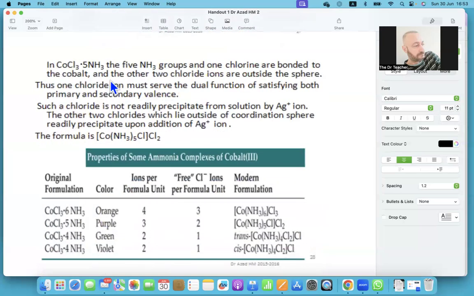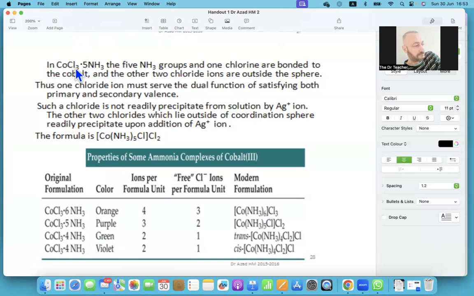So in this structure here, where there are 5 amino groups and 3 chlorides, NH3 and Cl3, this is the general formula, not the exact formula. The 5 NH3 groups and 1 chloride are bonded to the cobalt. So 5 and 1.